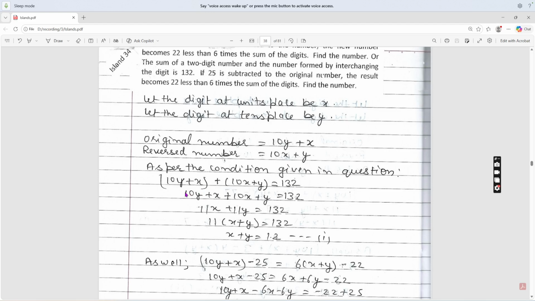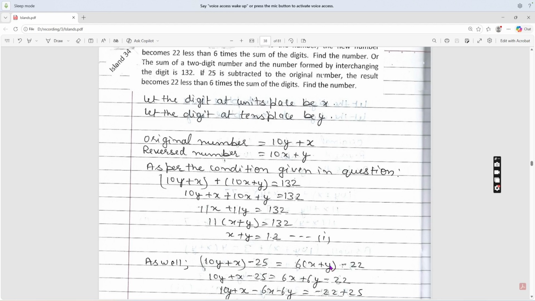Now we are going to open the bracket. 10y plus y is equal to 11y. x plus 10x is equal to 11x, is equal to 132. Now we are going to take 11 as common. So x plus y is equal to 132 upon 11, that is 12. x plus y is equal to 12.